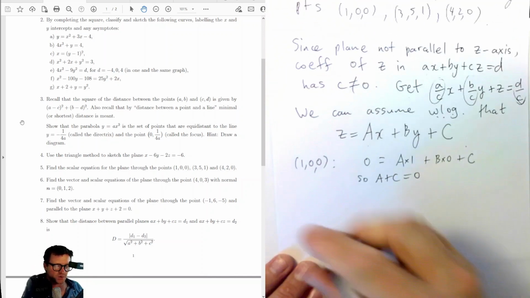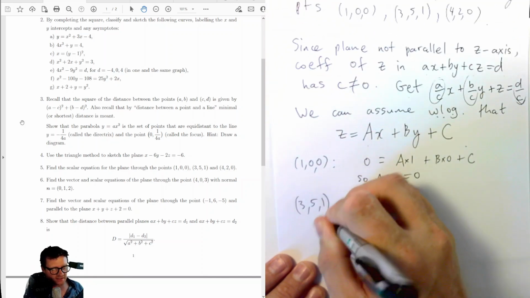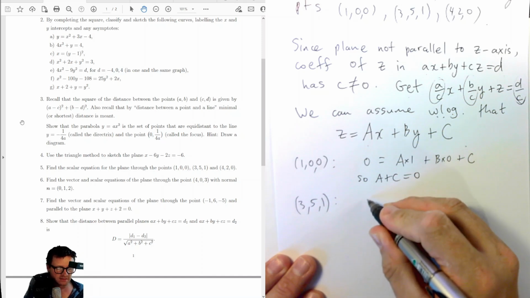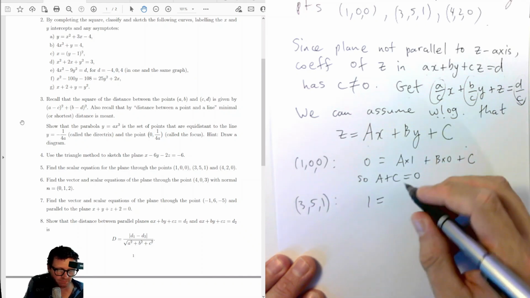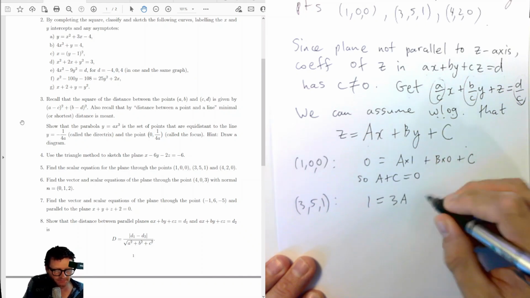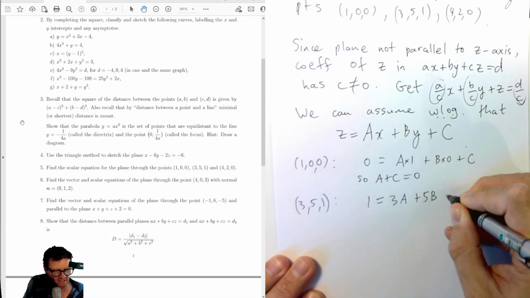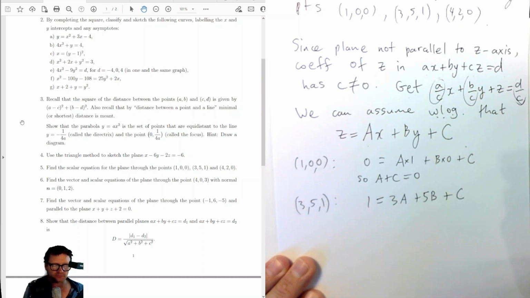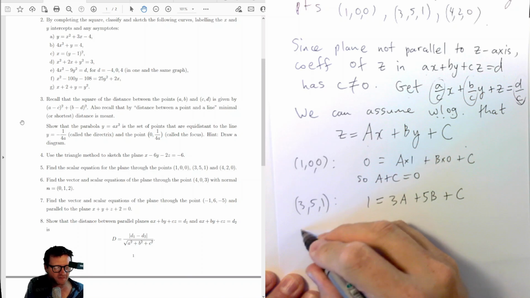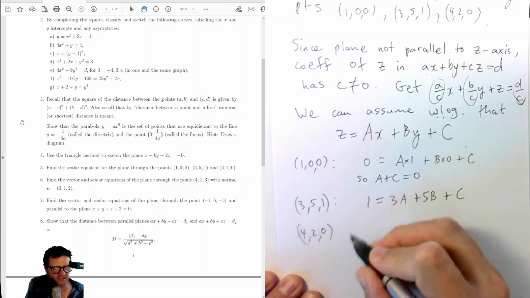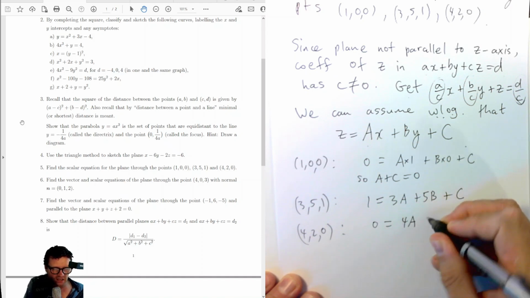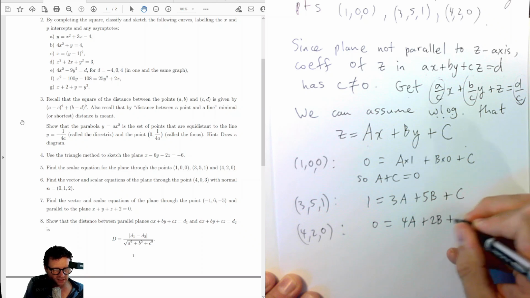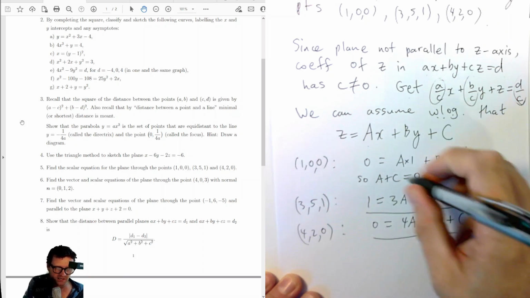Okay, now let's use our next point. 3, 5, 1 tells us that 1 is equal to 3a plus 5b plus c. Okay, so we've got a second equation. Now 4, 2, 0 tells us that 0 is equal to 4 times a plus 2 times b plus c. All right, there's a third equation.